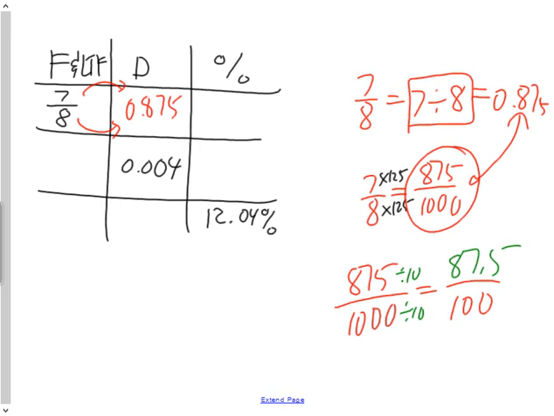And therefore, since the numerator of a fraction out of 100 is 87.5, and percentages are fractions out of 100, it is therefore 87.5%.